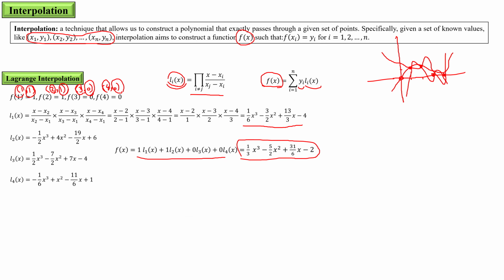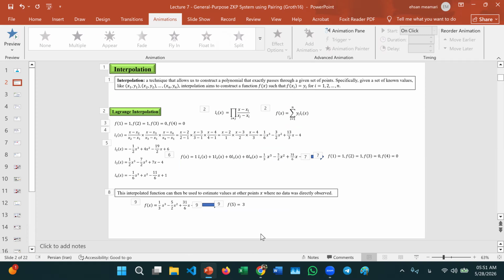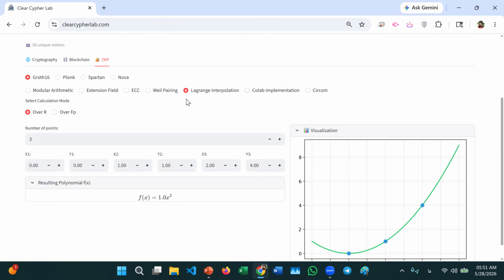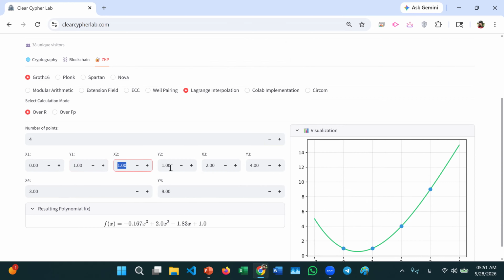Okay, so let's see on our website how this polynomial is shown and how we can check it with other polynomials and options. So Lagrange interpolation, this is on the Groth16 tab. So here we have four sets of points, right? So we set this to 4.